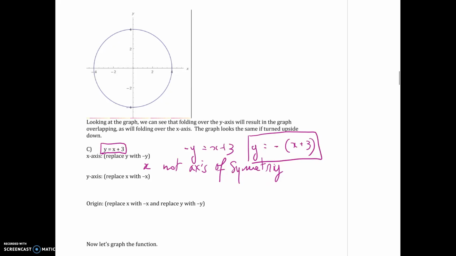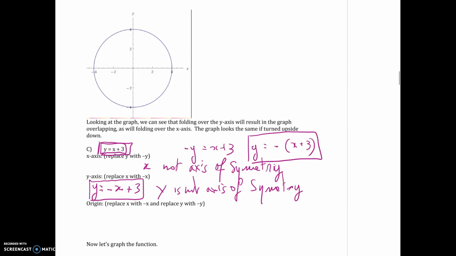Now, if I do the same for the y-axis, this time I substitute x by negative x plus 3. I can clearly see that the new expression of y doesn't look like the original. Okay, and so I can also say that y is not an axis of symmetry.